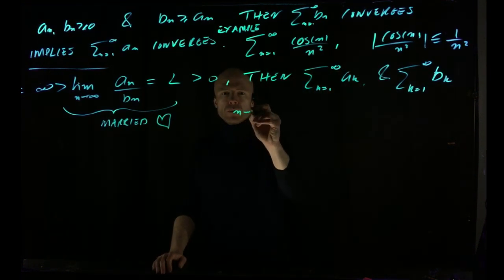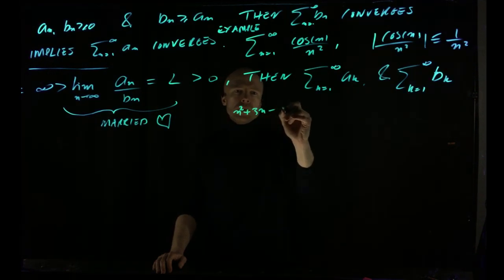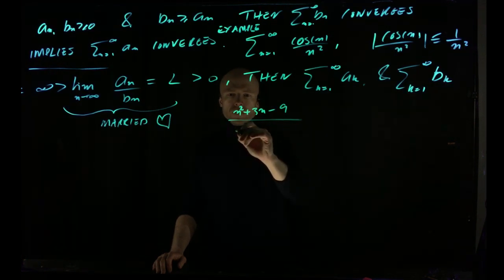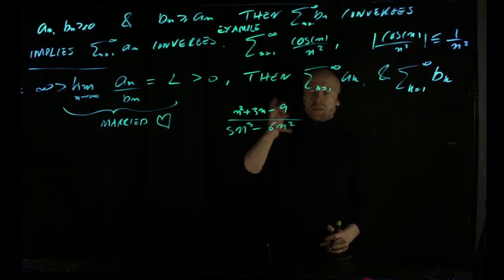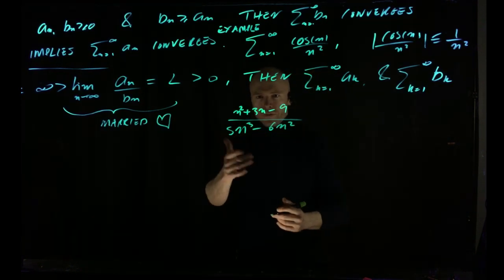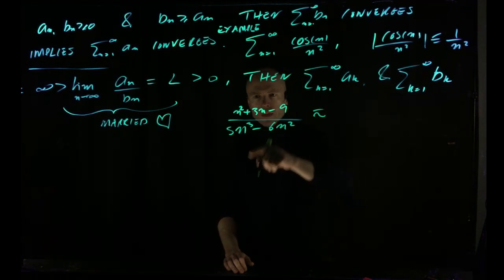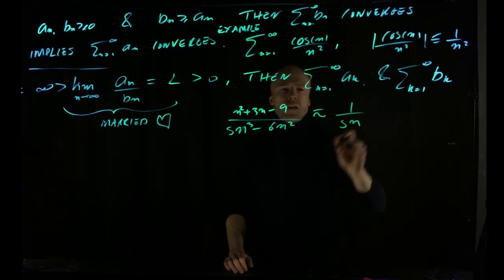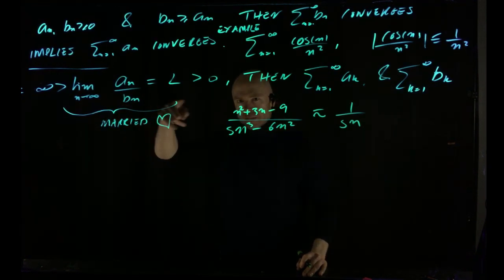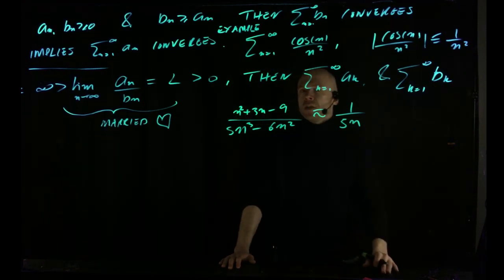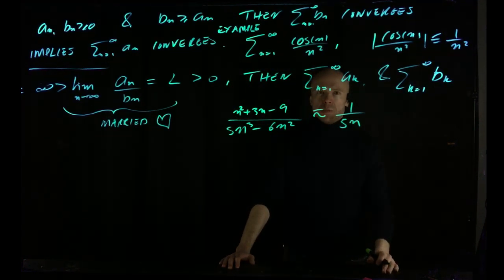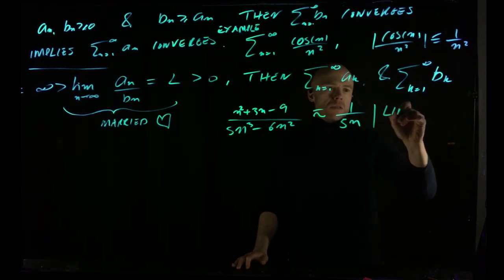So what would be an example might be this: n squared minus 9 over 5n to the 3 minus 6n squared. So this is an ugly guy, and you might think, okay, I'm not sure what to do with this. But if you just ignore everything but the leading order terms, then this kind of looks like just 1 over 5n. And in fact, you can marry these guys. You can take this limit. And therefore, since this series will diverge, this guy will also diverge. And that's the point of the limit comparison test. So this is the limit comparison test.